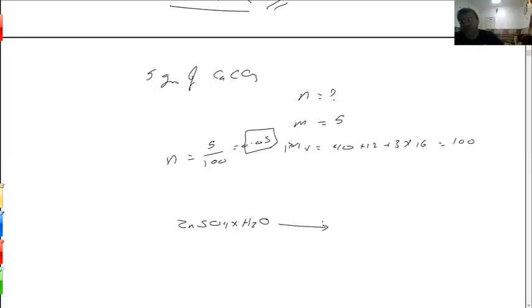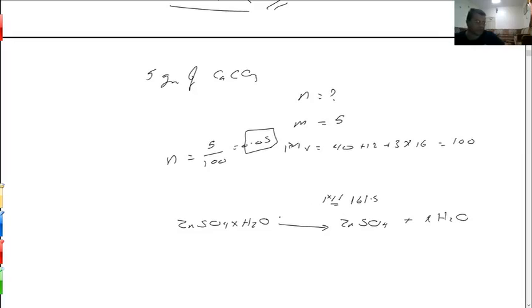By heating any hydrated salt, as you know, the water of hydration will be lost. So you have zinc sulfate, ZnSO4, plus XH2O. In our question here, he gave us the molecular mass of zinc sulfate, which is 161.5. This one is the mass of zinc sulfate, or the molar mass of zinc sulfate.